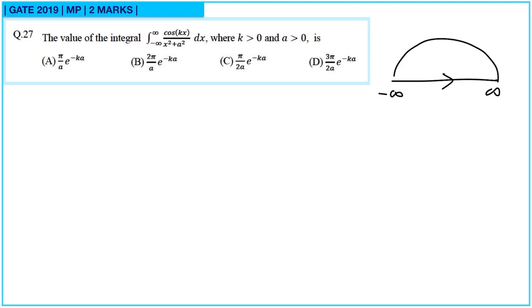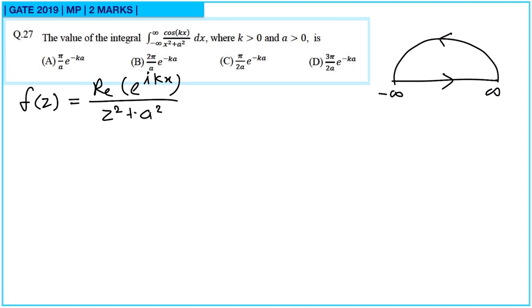So let us consider a contour like this, and in this integral we will replace x by z, and this cos function we can write in terms of exponential form. So this function f of z will be the real part of e raised to i kz, so that will be cos kx, upon z square plus a square.